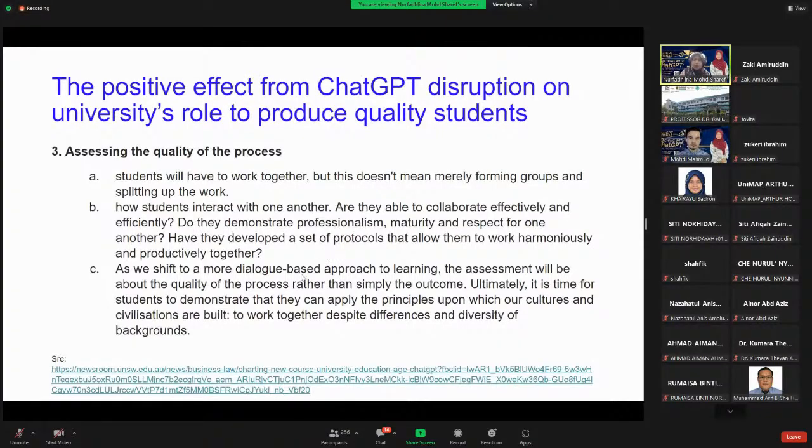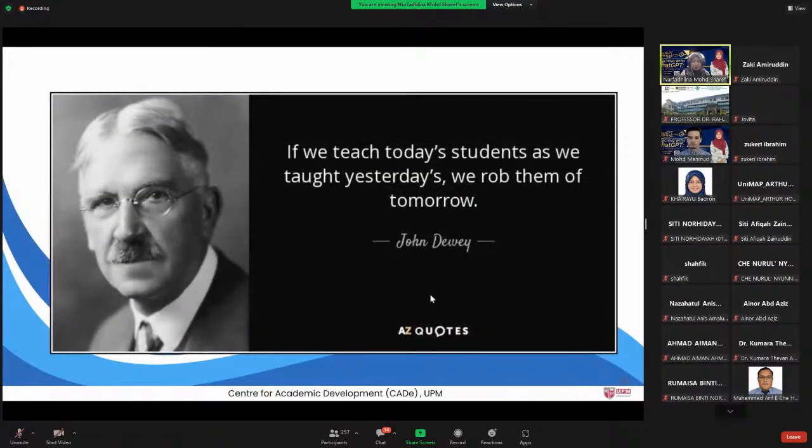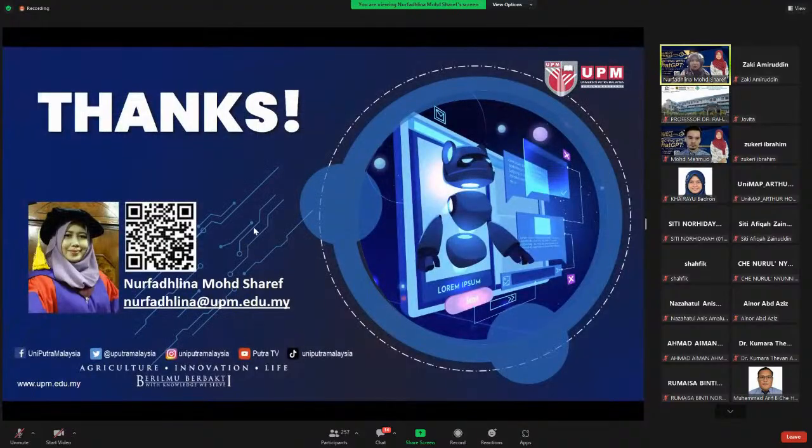So as we shift to a more dialogue-based approach to learning, isn't this what the university should be about? To produce thinkers, scholars. So our students will be of high quality rather than simply the outcome. I end with this quote: if we teach today's students as we taught them yesterday, we rob them of tomorrow. That's all from me. Thank you.